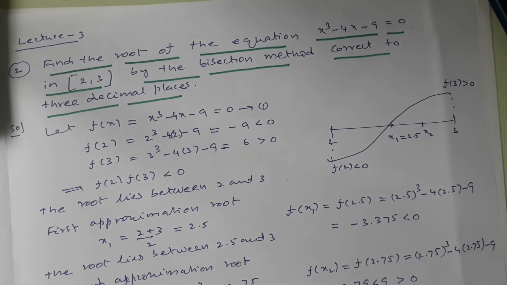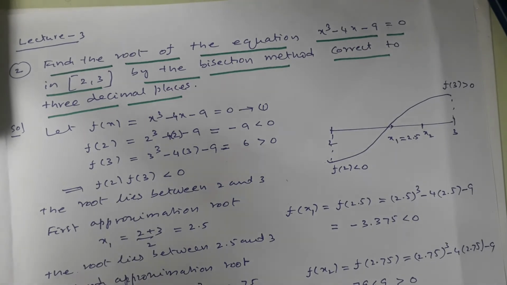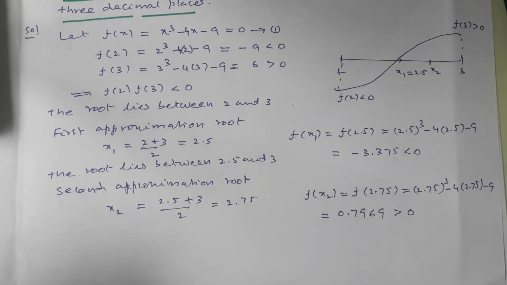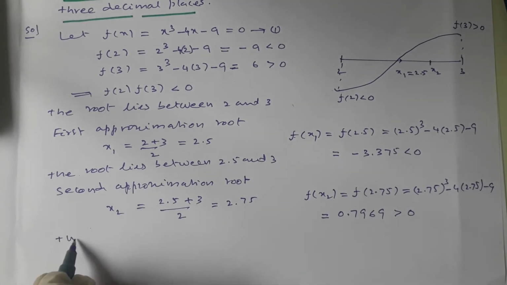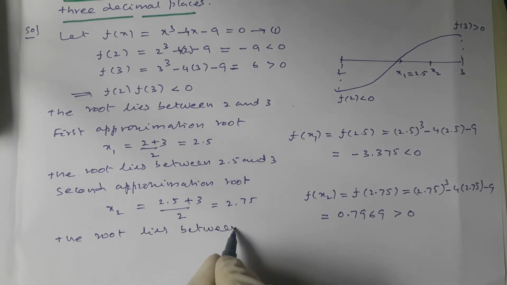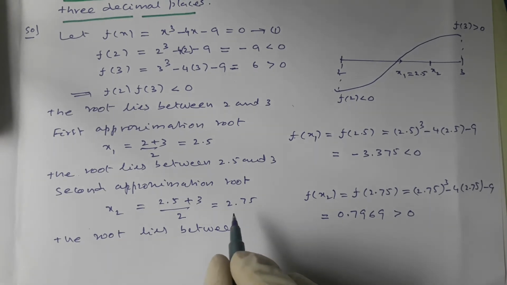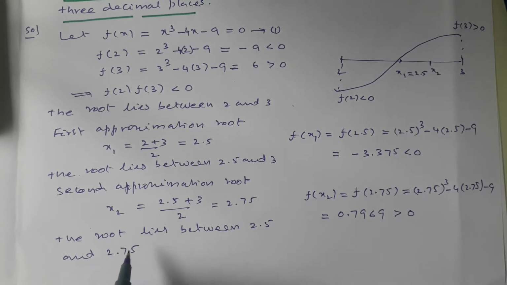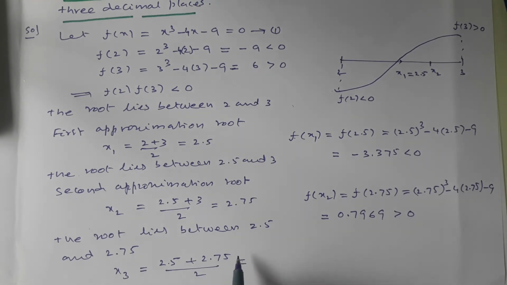As it is greater than 0, the root lies between 2.5 and 2.75, that is, to the left side. x3 is equal to 2.5 plus 2.75 divided by 2, which is equal to 2.625.